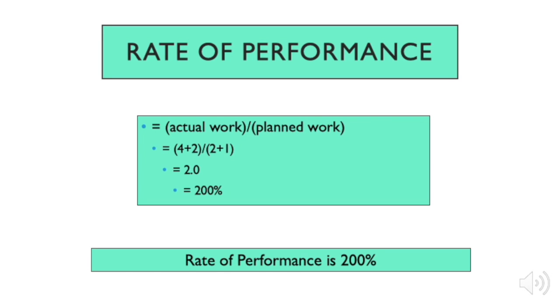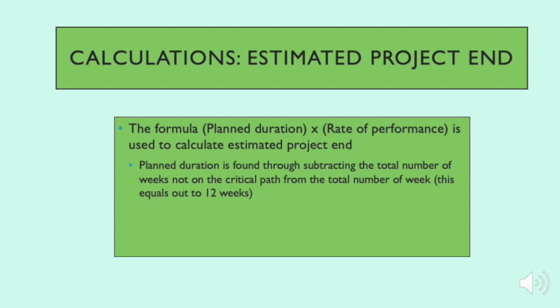As I stated, the rate of performance is found by dividing actual work by planned work. Here, the actual time it took for activities A and B was 4 weeks and 2 weeks respectively. This is added, which equals 6, and it is then divided by the completion duration for activities A and B, which respectively took 2 weeks and 1 week. This is then added, which equals 3. You can see then that our calculations equal out to 2 or 200%, which is our rate of performance.